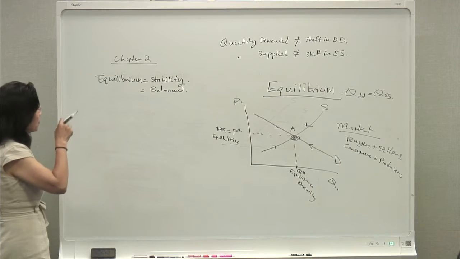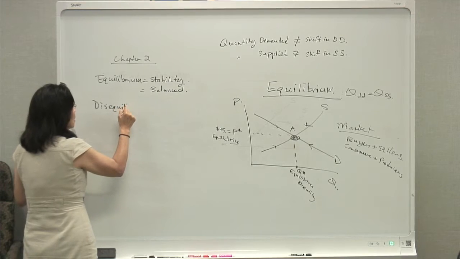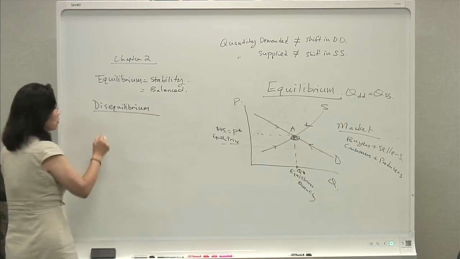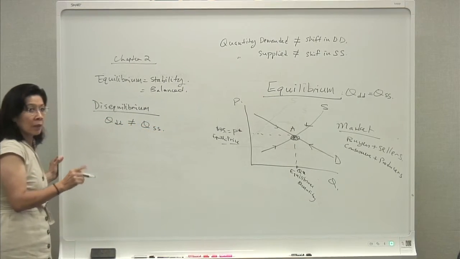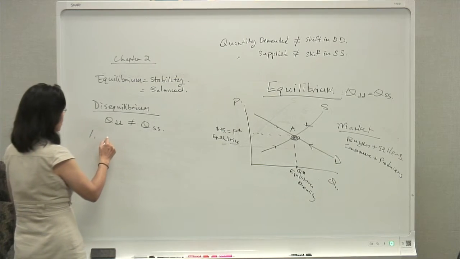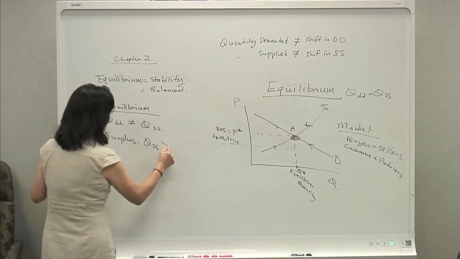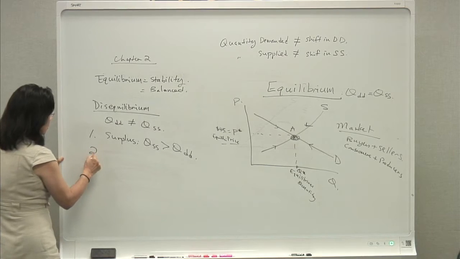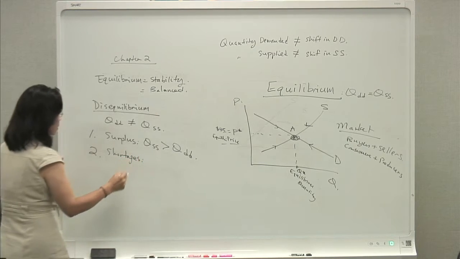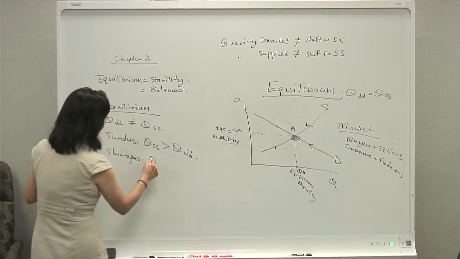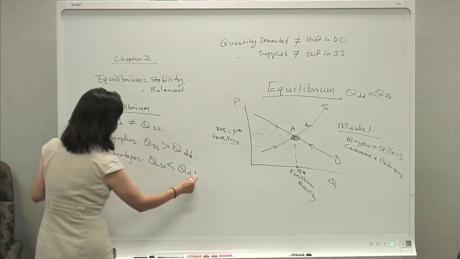So the opposite of equilibrium is disequilibrium. You probably do not see this term in your textbook. That means your quantity demanded is not equal to your quantity supplied. And there are two situations. One is known as surplus. Surplus means your quantity supplied is greater than your quantity demanded. Number two is known as shortages. In the case of shortages, your quantity supplied is less than quantity demanded.